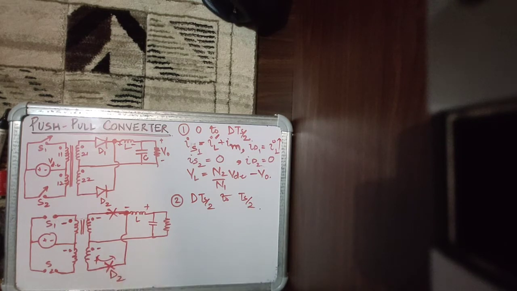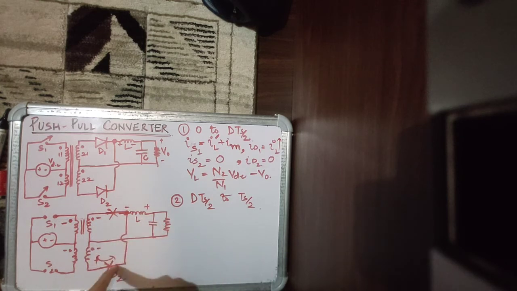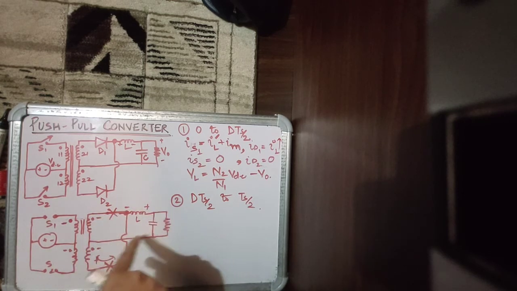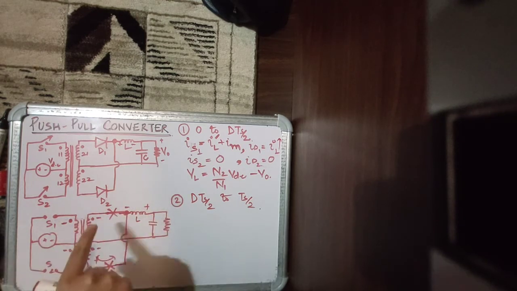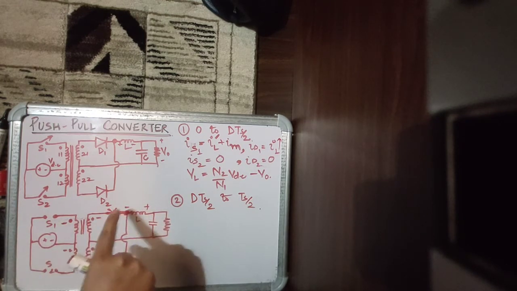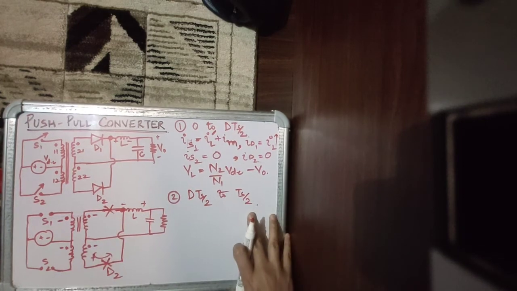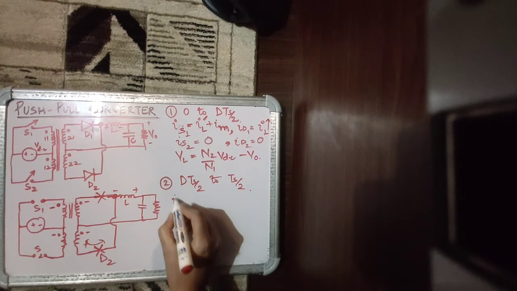So D2 is receiving forward bias from the transformer flux collapse as well as from the current collapse of the inductor, and therefore D2 is going into conduction. And as far as D1 is concerned, it is going into conduction due to the inductor current collapse. ओके, क्योंकि जो ट्रांसफॉर्मर की वाइंडिंग है वो उसको फॉरवर्ड बायस नहीं कर रही है, ये उसको फॉरवर्ड बायस कर रहा है. Fine.